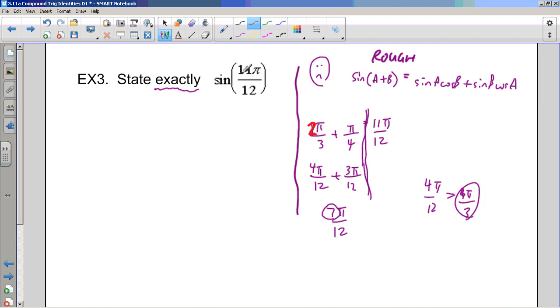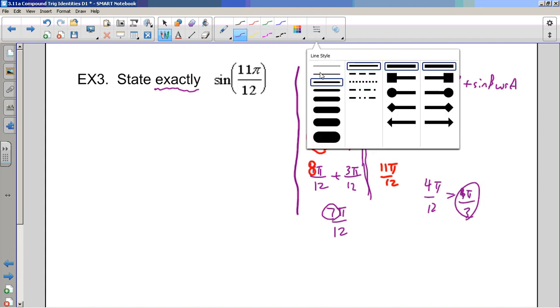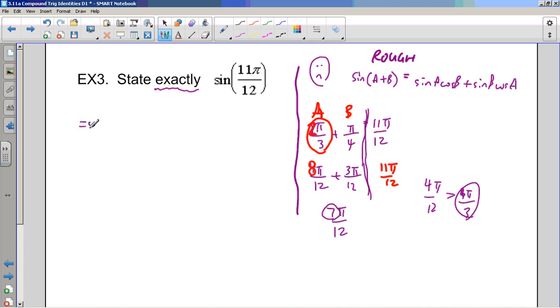To break apart, we're thinking about breaking apart this 11 pi over 12 into 2 pieces that we can handle. Because then I have 8 pi over 12. 8 and 3 are 11. Okay, so there's my A and there's my B. So now I can think of writing my formula. Let's do this nicely. So sine of 11 pi over 12 is the sine.